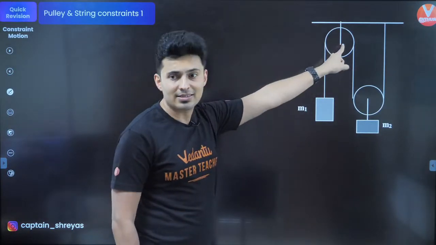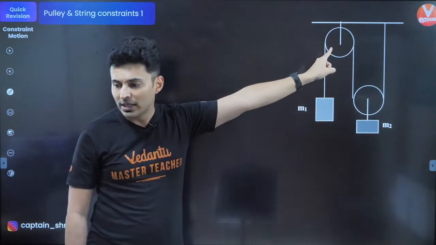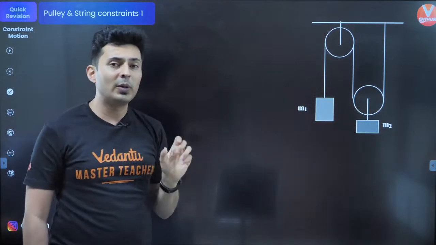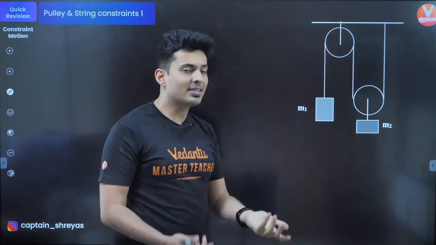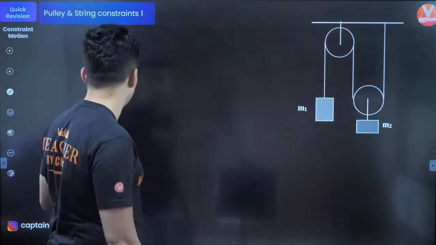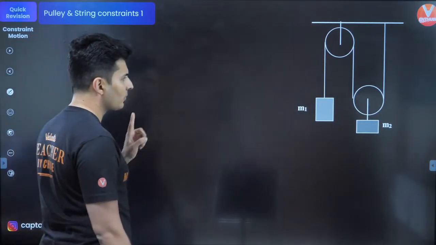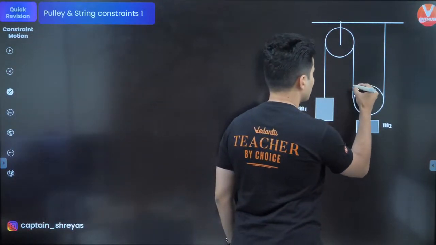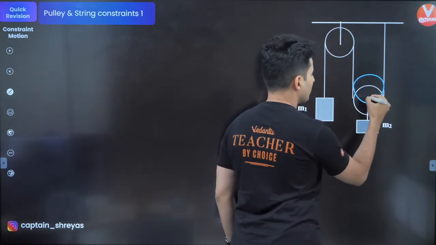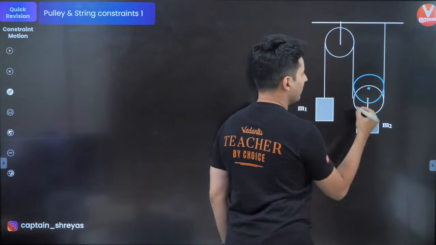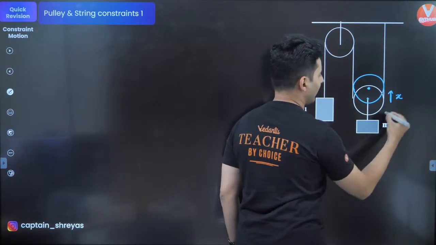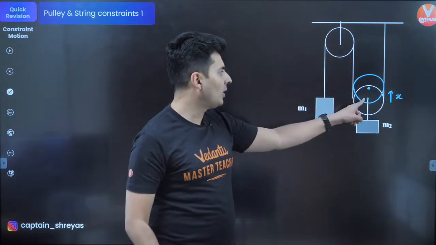Now this pulley is fixed, everybody agree? This pulley is fixed, correct? But this pulley is movable. So whenever you have movable pulleys, try to move the movable pulley and see what happens. For example, let's say I move this pulley a little bit up. I will show the new position, probably over here. So this point will now come over here. So the pulley has gone up by an amount X.